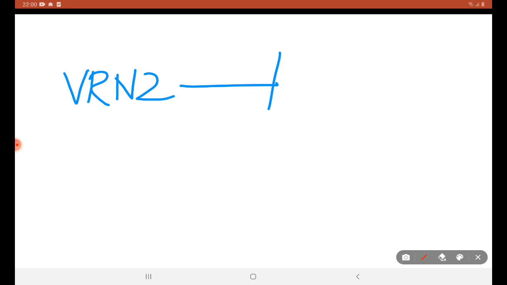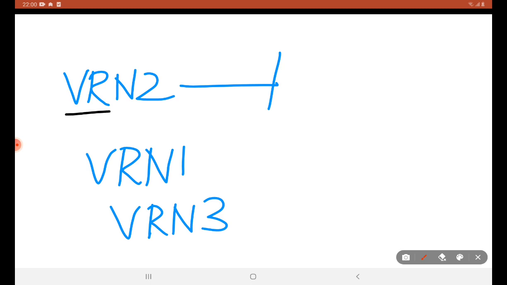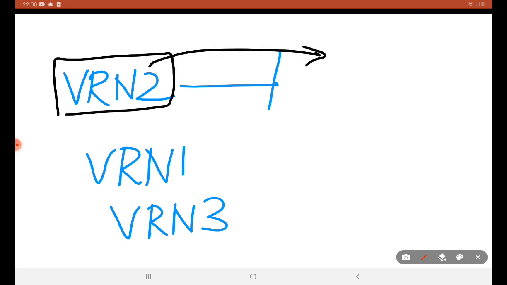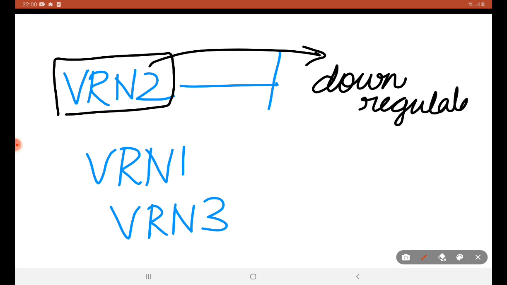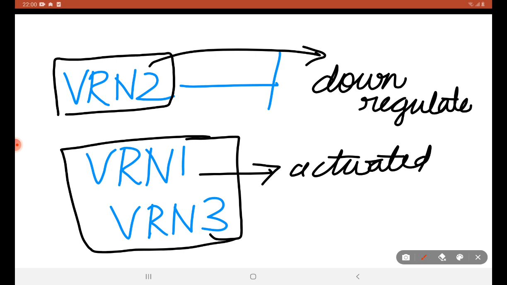Now we will see VRN2 will inhibit VRN1 and VRN3. These have opposing functions. VRN2 will downregulate vernalization. VRN1 and VRN3 will be activated on vernalization.